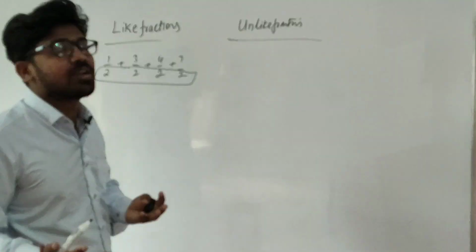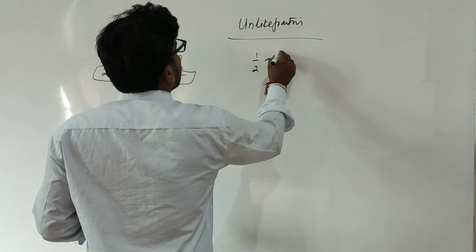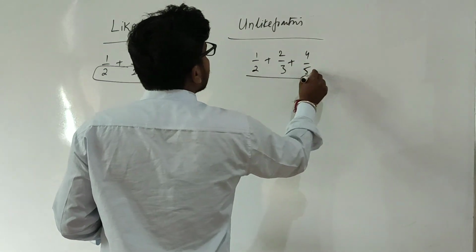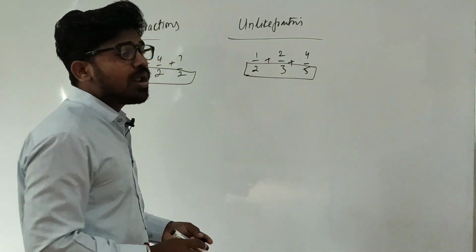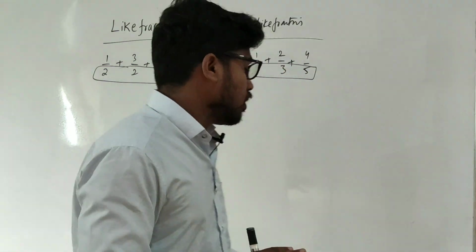What about unlike fractions? They are different. 1/2 plus 2/3 plus 4/5. You can see all the denominators are different. So this is the difference, that's all.